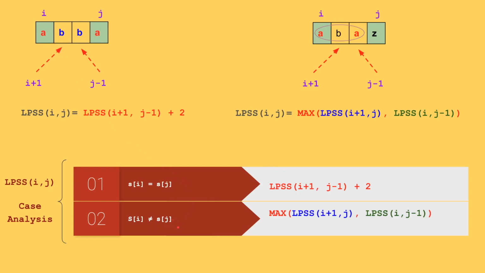But if they're not equal, then LPSS of i to j is either the optimal value of this part or this part. So one is i plus 1 and j, the other one is i to j minus 1. In this example, we see that it was from i to j minus 1. And again, because we are maximizing, we have to find a max between these two cases. And that's all there is to this problem.